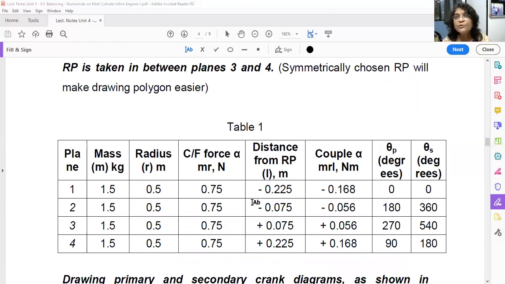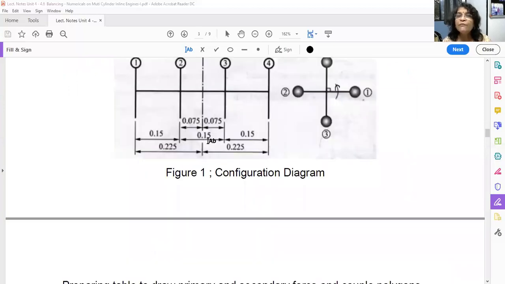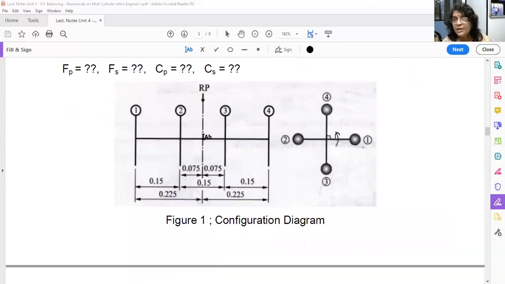Now here you have to think where you will take the reference plane. Now in reciprocating unbalanced masses, it is always better to take the reference plane by symmetry. That means what? See here, plane numbers 1, 2, 3, 4 are there. So you have to imagine the reference plane in between cylinders 2 and 3 so that it will maintain the symmetry. On the left hand side cylinder numbers 1 and 2, on the right hand side cylinder numbers 3 and 4. If it had been a 5 cylinder engine, 1, 2, 3, 4, 5, then the reference plane would have been at cylinder number 3.